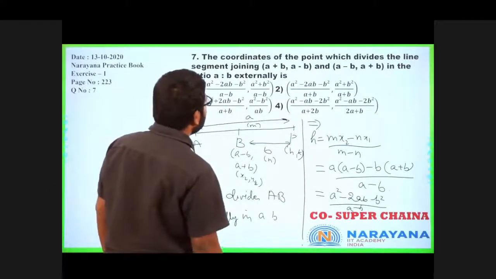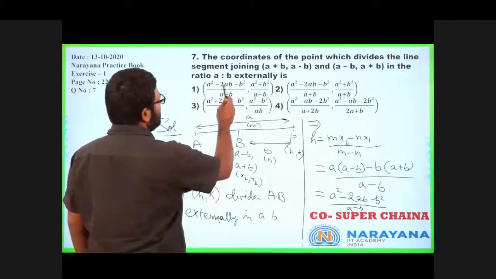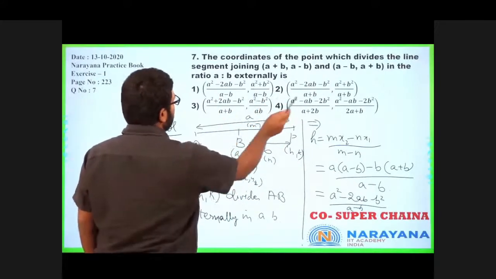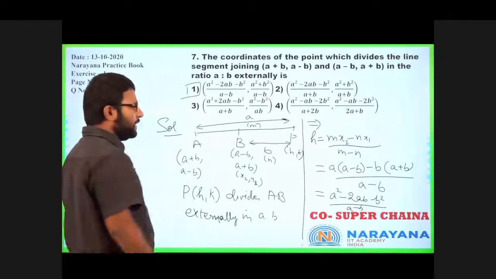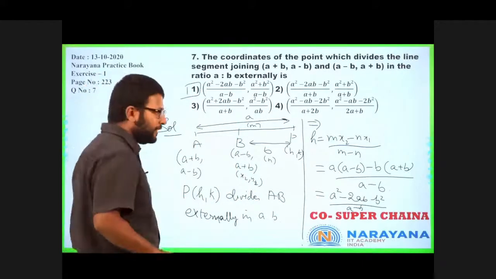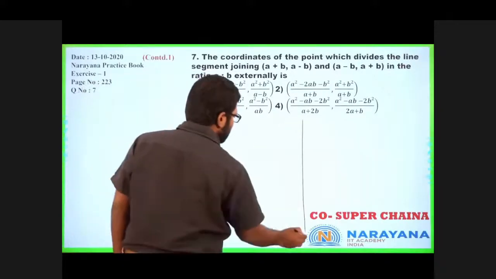How many such options are there? a squared minus 2ab minus b squared is here and here, not here, not here. And between these two, a minus b is only here, which means one must be correct. Let us also verify. We'll verify by finding out the y coordinate.